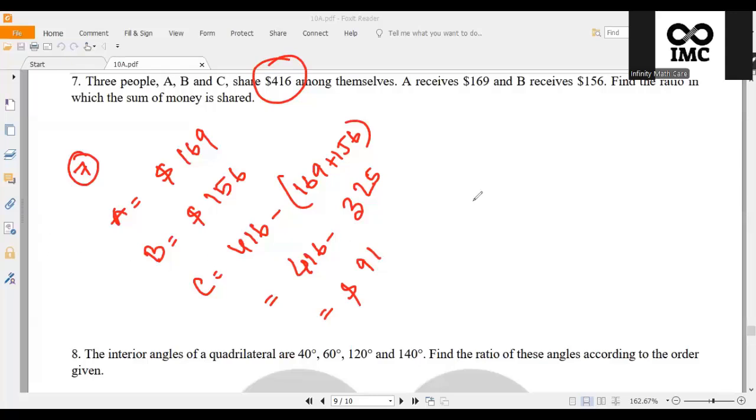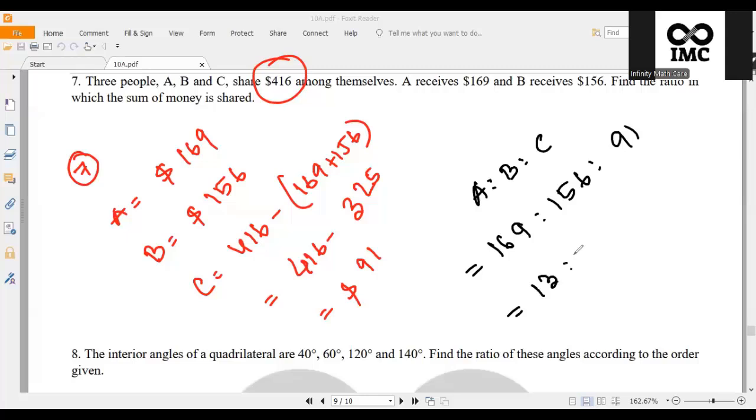Now we need to find out the ratio. So ratio of A, B, C will be 169 is to 156 is to 91. Now convert to simplest form. We can divide each one by 13. So at first 13 13s are 169, 13 12s are 156, and 13 7s are 91. And this is the simplest form of this ratio.